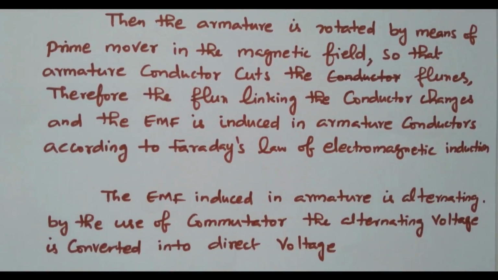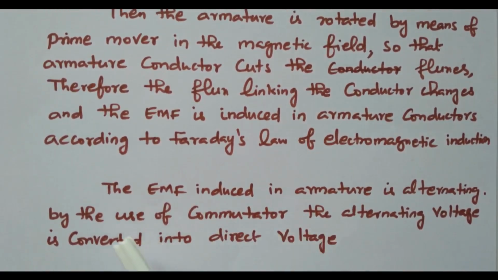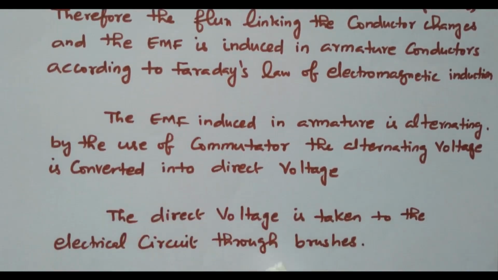The EMF induced in the armature is alternating. By the use of the commutator, the alternating voltage is converted into direct voltage. The direct voltage is taken to the electrical circuit through the brushes. I will show the diagram, and at that time you will be able to understand. So the commutator is used to collect the current and also convert it into direct current, right? It is collected through the brushes.